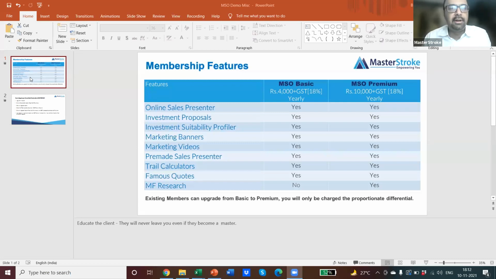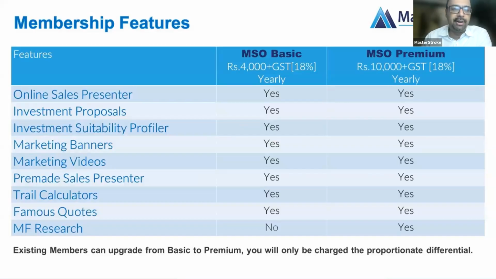Today I will give you a brief demo about the MasterStroke Premium Package, how you can use and benefit from it, and what we are launching next. This slide gives you an idea of what we are offering right now in the paid section. We have MSO Basic, of which most of you are members right now. It is 4,000 plus GST, and includes the online sales presenter, investment proposal, suitability profiler, marketing banner, video, pre-made presentations, trail calculators, and famous quotes. You get all these in the basic version.